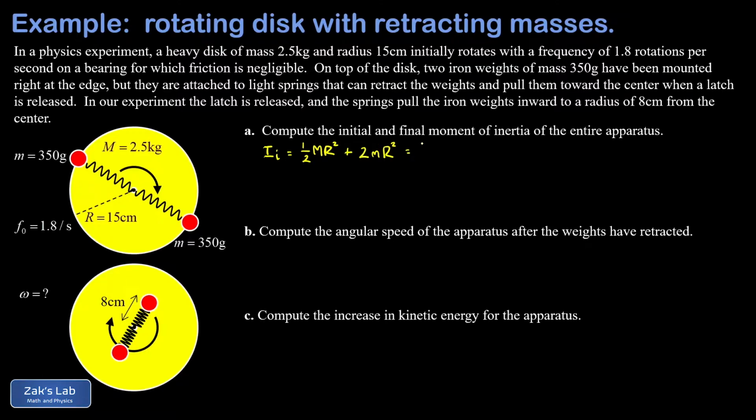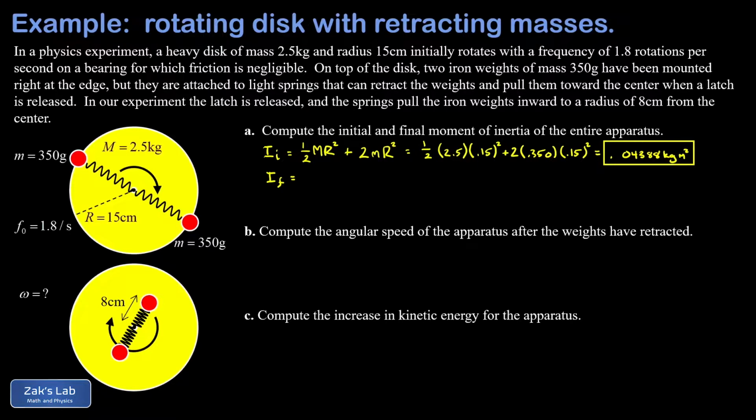Now we can plug in the numbers. We're told the disk has a mass of 2.5 kilograms. Its radius is 15 centimeters, and that has to be converted to meters, so that's 0.15 squared. The mass of each of those iron weights is 350 grams, or 0.350 kilograms. And they're sitting at the very edge of the disk again, so that's a radius of 0.15, and we have to square that. And keeping a little extra precision, we get 0.04388 kilogram meters squared for the initial moment of inertia.